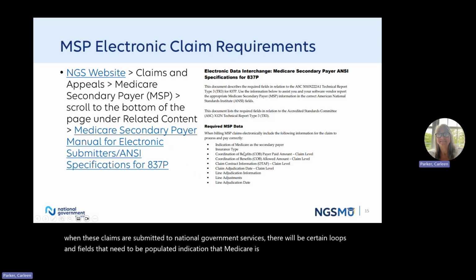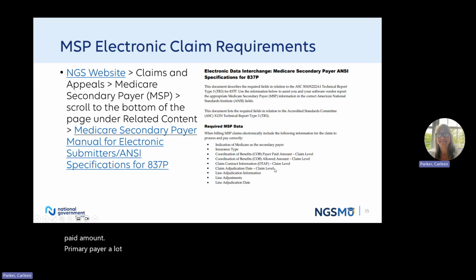The insurance type code that we've been talking about is needed. The coordination of benefits payer paid amount, primary payer allowed amount, any type of adjustments, obligated to write off in full at the claim line level, and then claim adjudication date, adjudication information, any line adjustments, and line adjustment dates. So share this document.